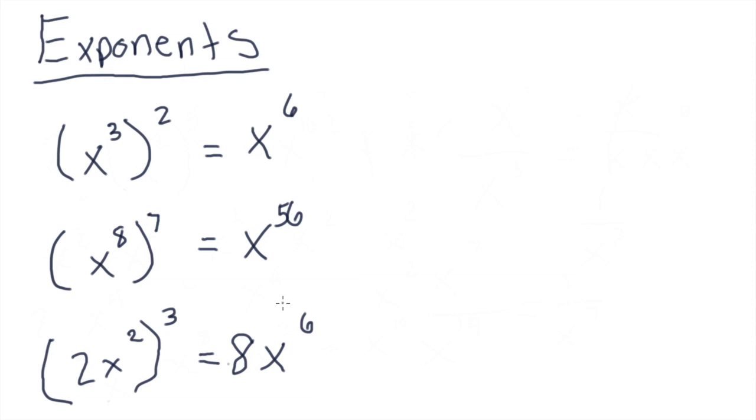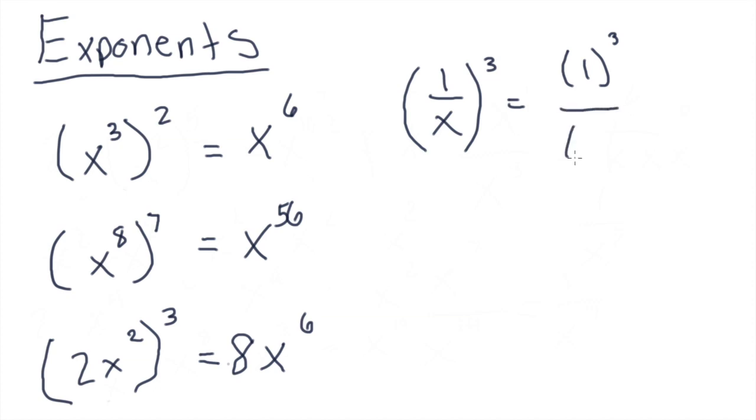We can also do this when we're working with fractions. So let's say I have 1 over x to the power of 3. In a case like this, we can apply these parentheses to both the top and the bottom separately. So this would turn into 1 to the power of 3 over x to the power of 3, which would simplify into 1 over x cubed.